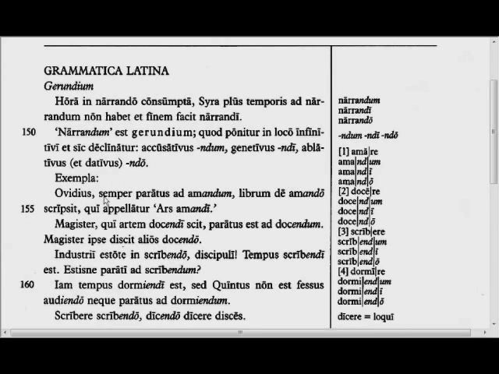Examples: Ovid, always prepared to love, wrote a book about loving, which is called The Art of Loving. The teacher, who knows the art of teaching, is prepared to teach. The teacher himself learns by teaching others.